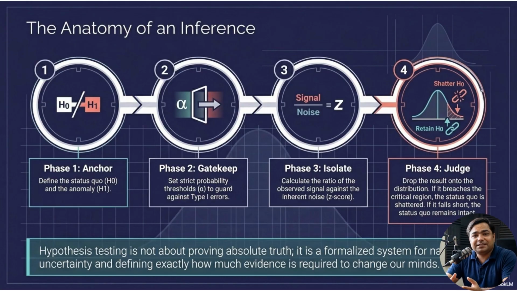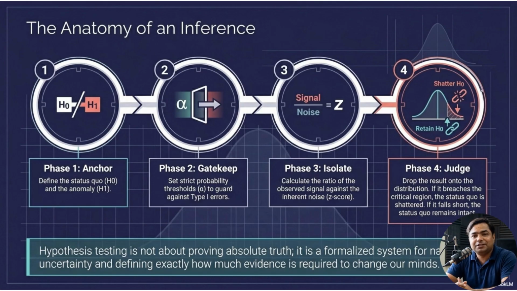This final slide summarizes the whole lesson. Hypothesis testing can be understood in four phases. Phase 1, anchor. We define the status quo, which is the null hypothesis, and the anomaly, which is the alternative hypothesis. Phase 2, gatekeep. We set the significance level, alpha. This controls how much evidence is required before we reject the null hypothesis.